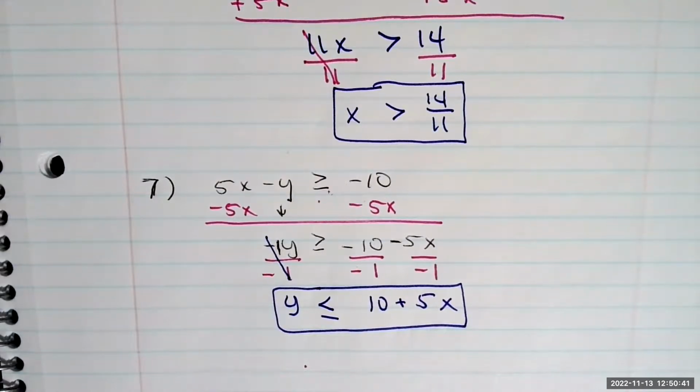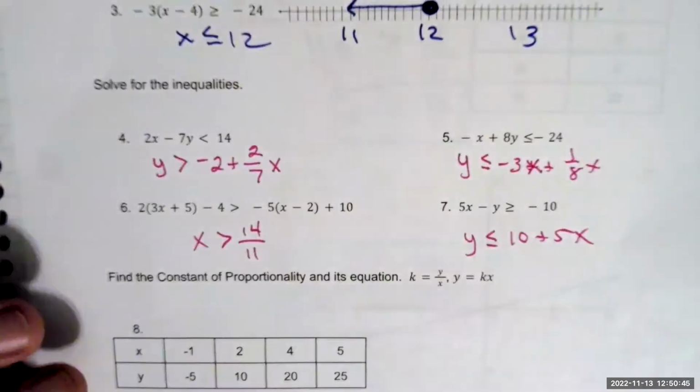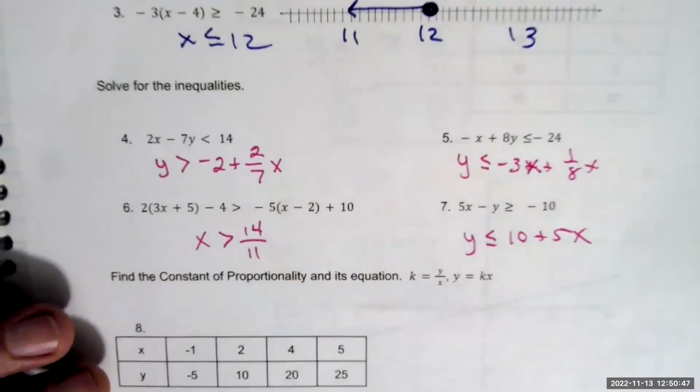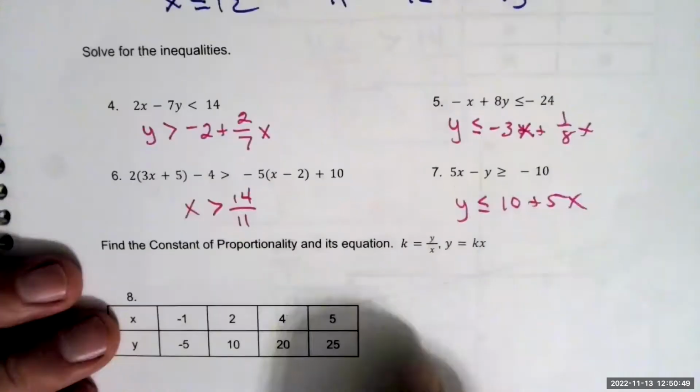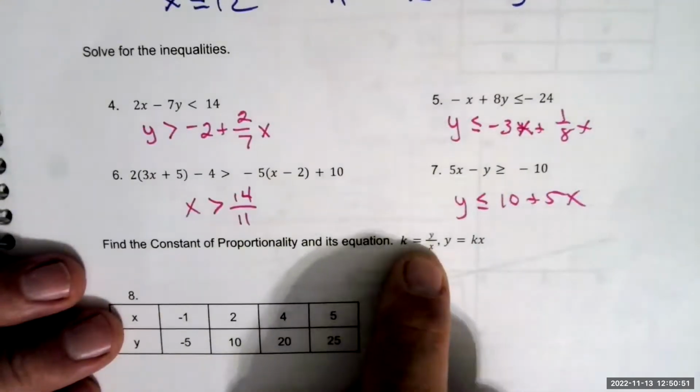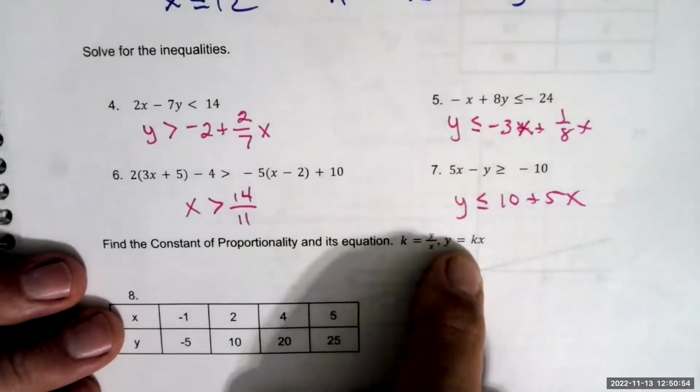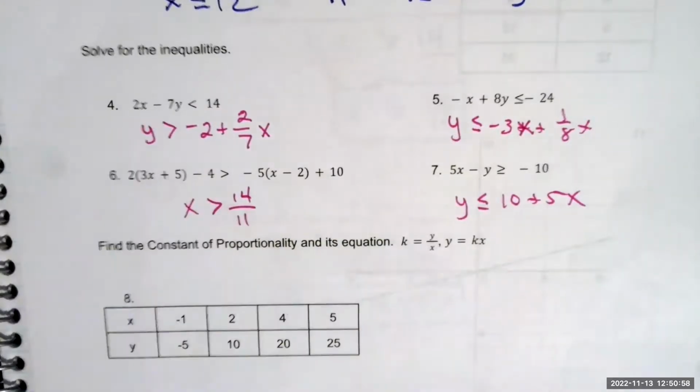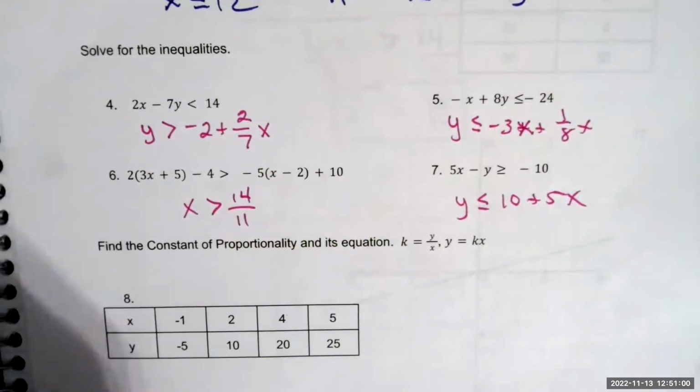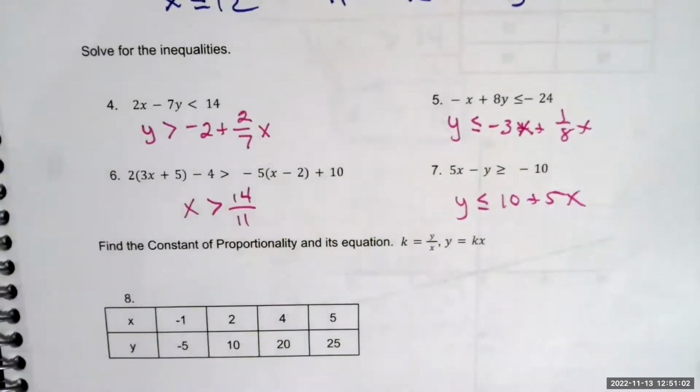All right. So now we're going over finding the constant of proportionality and its equation, k equals y over x. That's how you find k. Remember, you could take the y value over the x value. Then you take whatever answer you get here, you put it in for k here and come up with an equation. And then we want to check it just to make sure that it is proportional. Remember, proportional means my line is going through the origin. If it's not proportional, my line is not going through the origin.